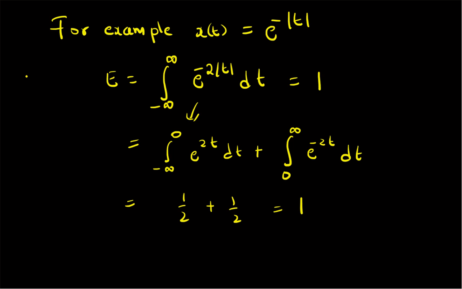This calculation is possible because this definite integral has a closed form solution. That means this integral is just e power 2t by 2, and then we apply the limits. Because this integration has a closed form solution, we can calculate the energy.